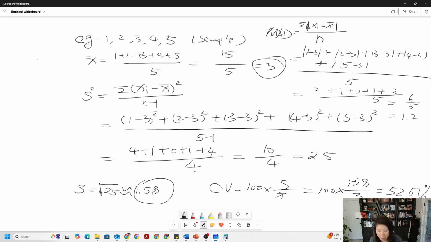So if I'm using the MAD to calculate the variability for this data set, I got 1.2. And so 1.2 is still measured in the same unit. If 1, 2, 3, 4, 5 is measured in dollars, then this 1.2 is also measured in dollars.